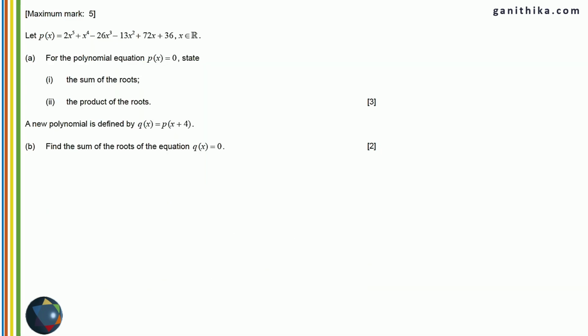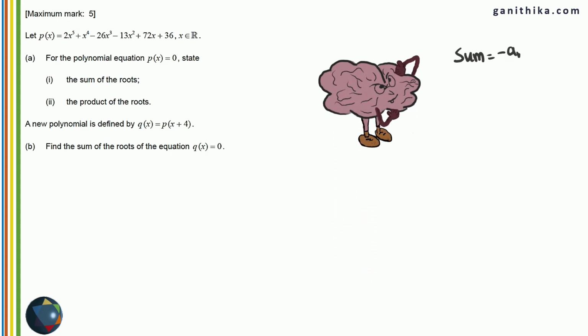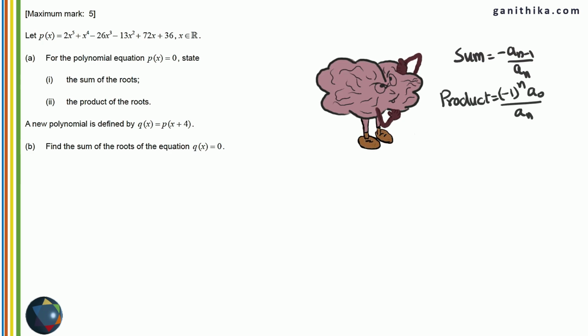This is the fifth degree polynomial and you are supposed to be finding the sum of the roots and product of the roots. So go back to your formula booklet. The sum of the roots in the formula booklet is given to be minus of an minus 1 over an, and the product is minus 1 to the power of n. N is the degree of the polynomial. A naught is the constant in the polynomial. An is the first coefficient. So these are the two things that you need to get from the formula booklet.